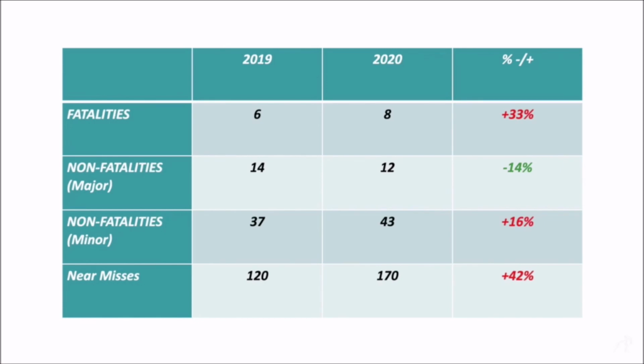And the non-fatalities major, where people have lost their arm or leg, have gone down by 14%, but that's still 12 of them. And the numbers that are going up there, which are non-fatalities minor and near misses, are really something that is worrying us. You know that every quarter I've come, and together we have discussed plans of how we can make this better. And then I've tried to implement them, but none of them seems to have worked.